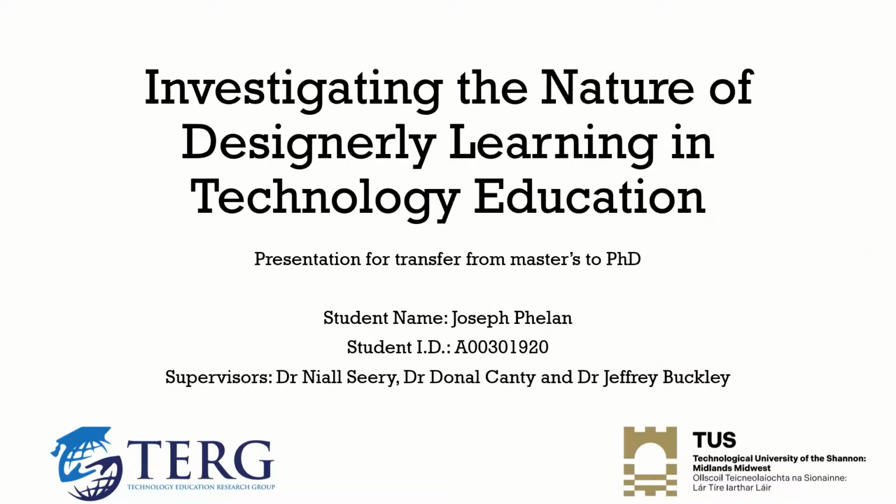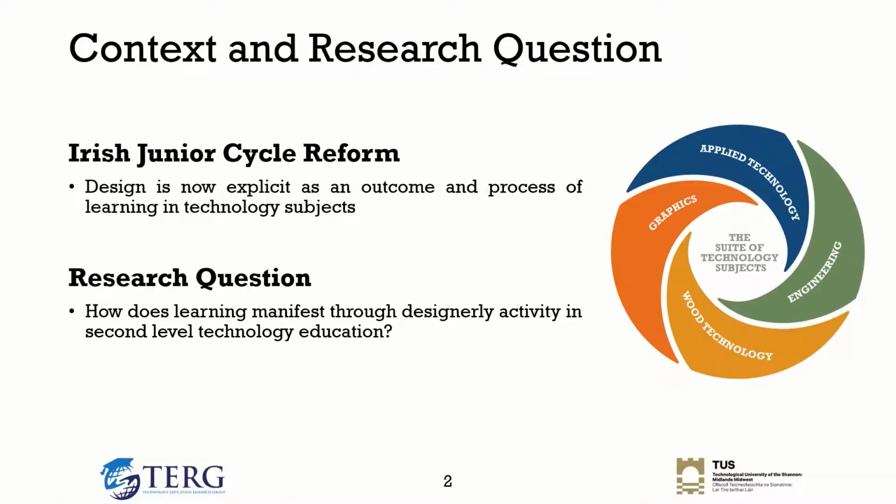The title of this research is Investigating the Nature of Designerly Learning in Technology Education. To provide background, there has been a recent junior cycle reform, and within this reform, design is made an explicit component of technology education, where previously it was somewhat implicit. Now within all 4 subjects, design is an explicit aspect and acts as both a process by which students learn and also an outcome of learning too.